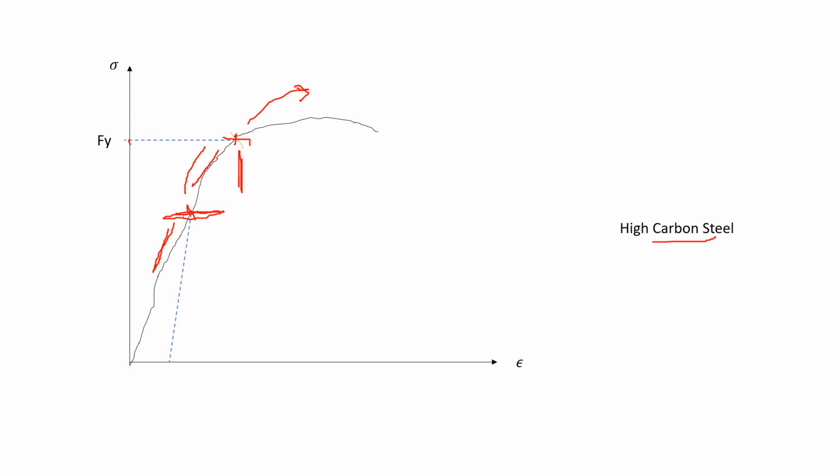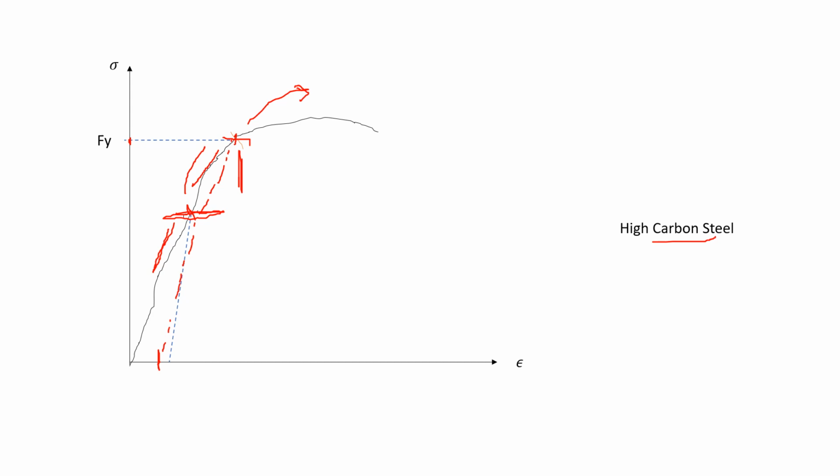The strain here is very small. That is the difference between the high carbon steel graph and the mild steel graph. In the initial position there is a linear stress strain relationship up to the proportional limit for mild steel, but for high carbon steel it is non-linear over part of the curve. So Hooke's law is valid only up to some part.